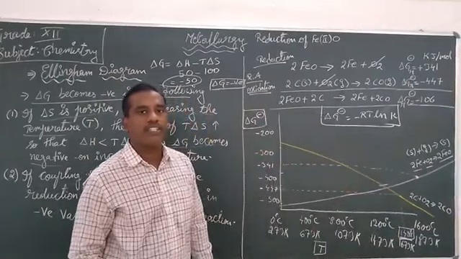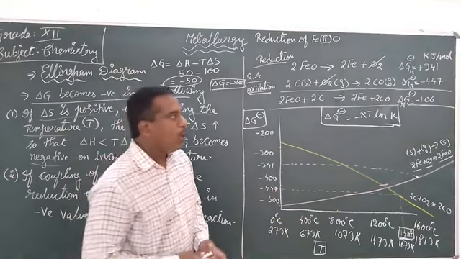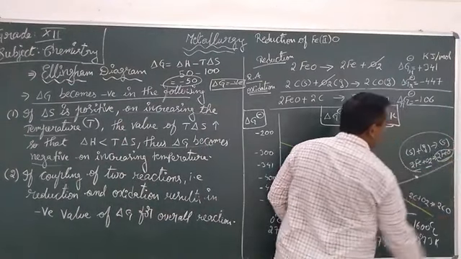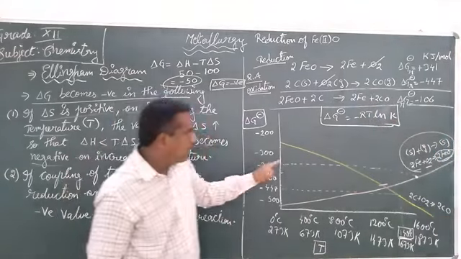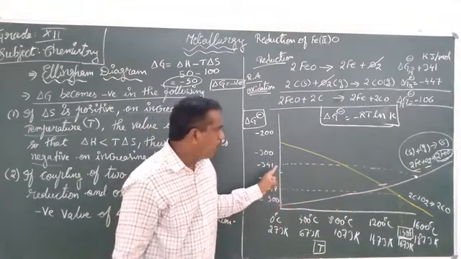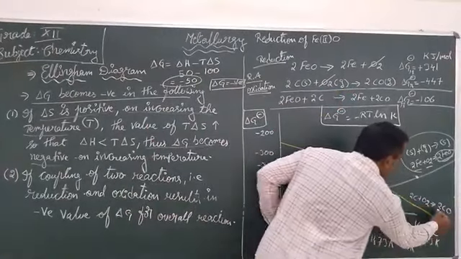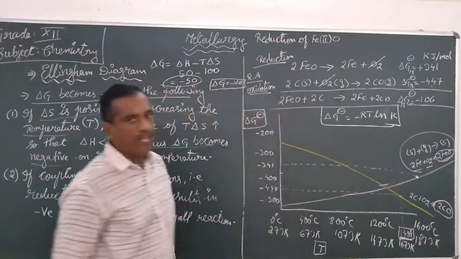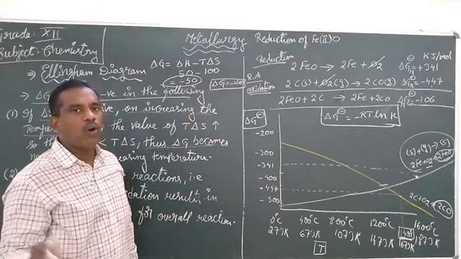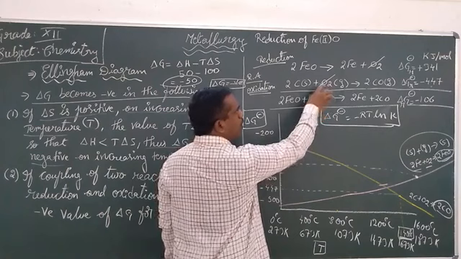Here you can observe the temperature given as 1400 degrees Celsius, around 1673 Kelvin. At that point, we can observe the line of FeO has a positive Gibbs free energy, around 340. But the value for CO is negative. And hence, when we sum them up, the overall reaction becomes negative, around -106 delta G. This is if we have taken 2 moles of coke.